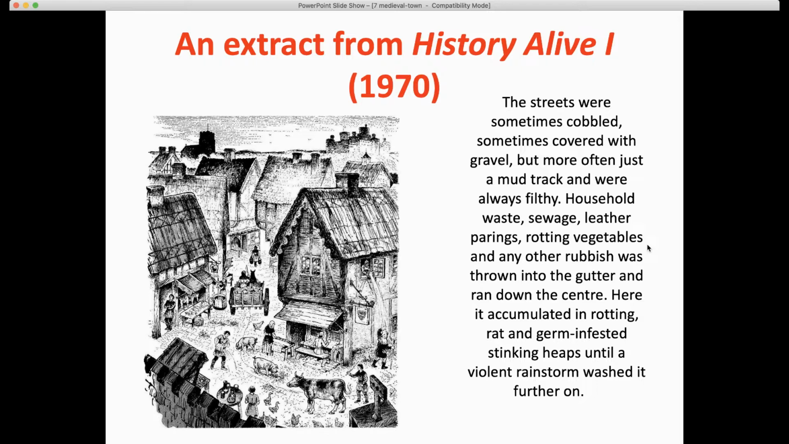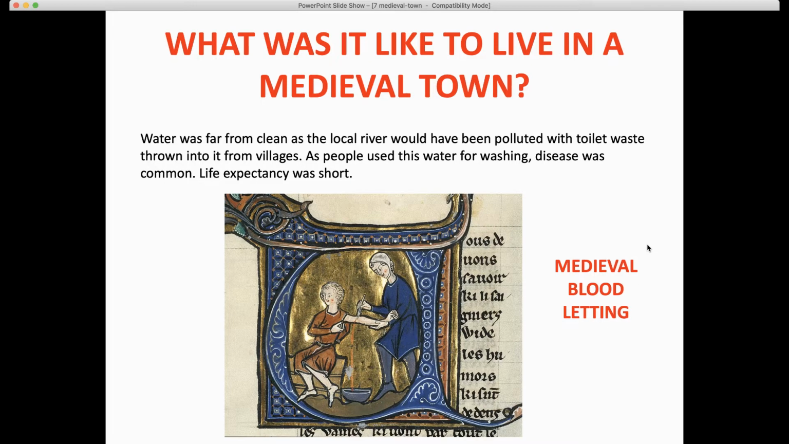So you can see in that picture some of the things that it's talking about. There's a man throwing his waste into the middle of the street. And the reason for this really is that people just did not understand how unhygienic this was and that this would cause things like disease. They also, because they didn't understand things like germs, their water was extremely polluted and dirty.